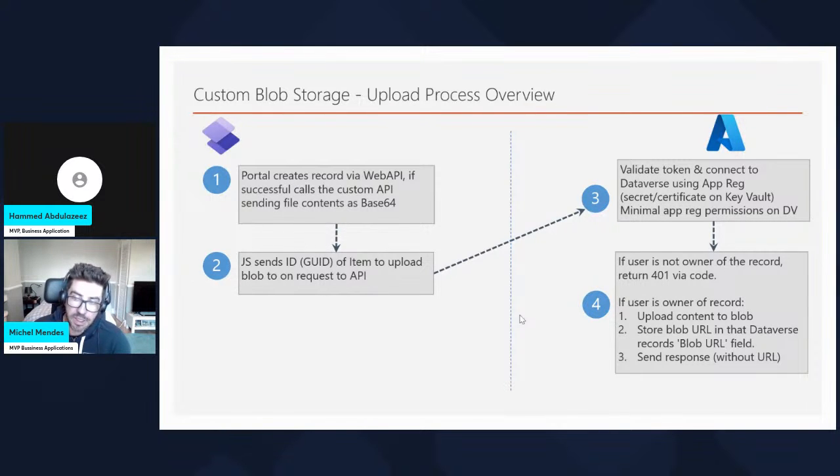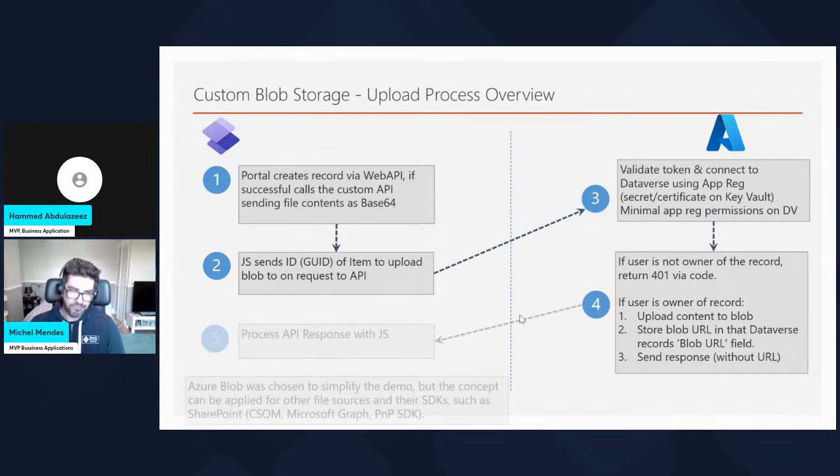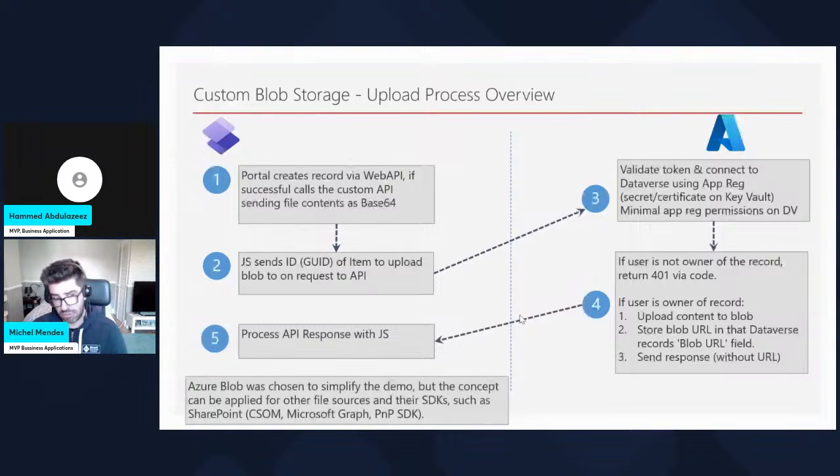So basically, when I send the response to JavaScript, I'm just confirming that the item was saved, but I never expose my blob URL. So the URL is accessible only from Dataverse or a model-driven app. When I send the response and it's successful, I process it via JavaScript.